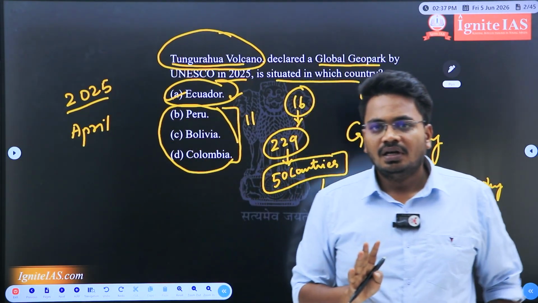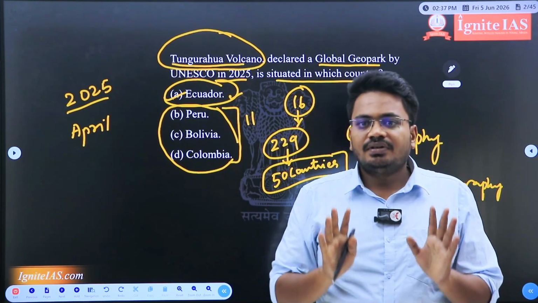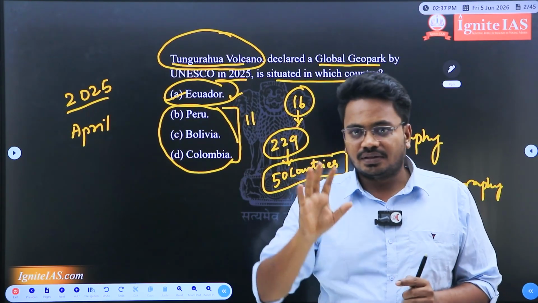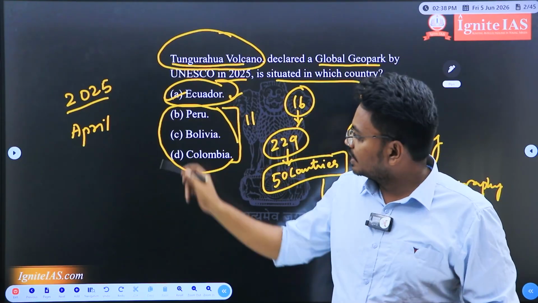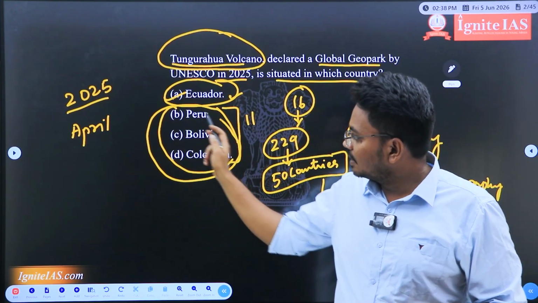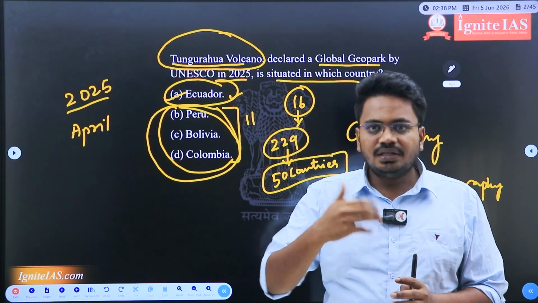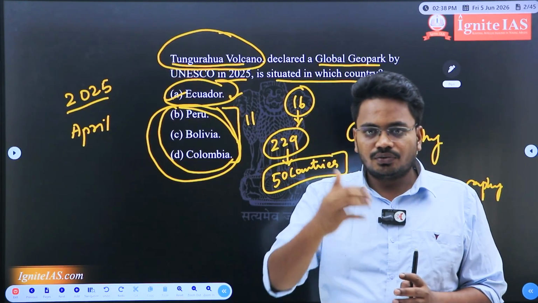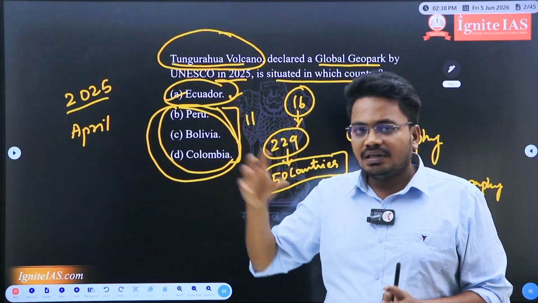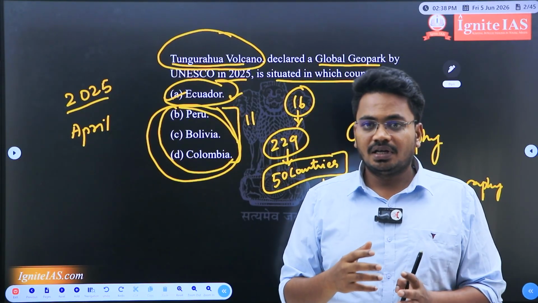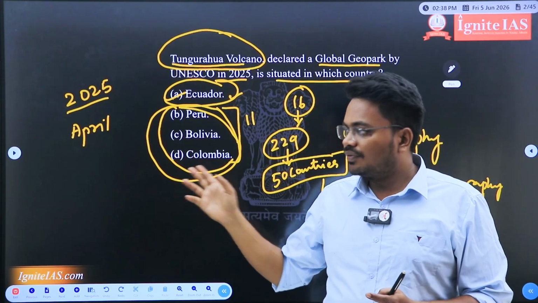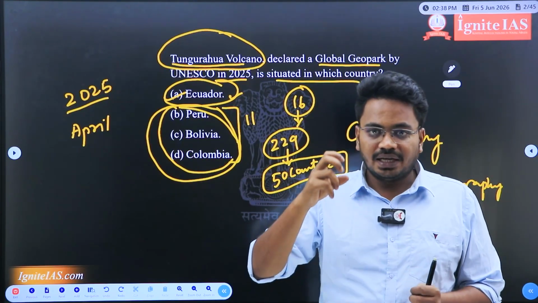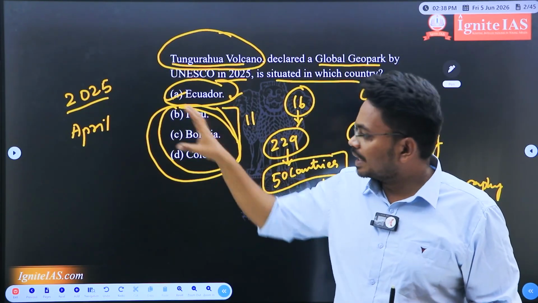Now the point here is, whenever we are analyzing any previous year question, we should not stop near the answer, right? We need to check the other options as well. Next year, when we are trying to solve these questions, you need to see whether there are any activities happening in Peru, Bolivia or Colombia. We need to keep a check on these countries, right?